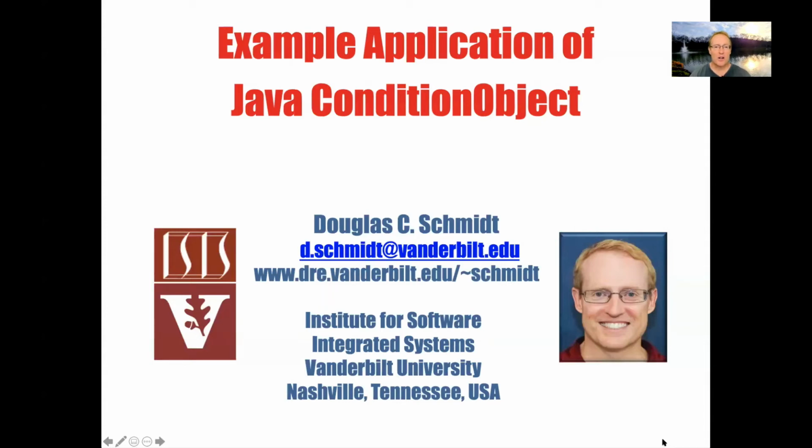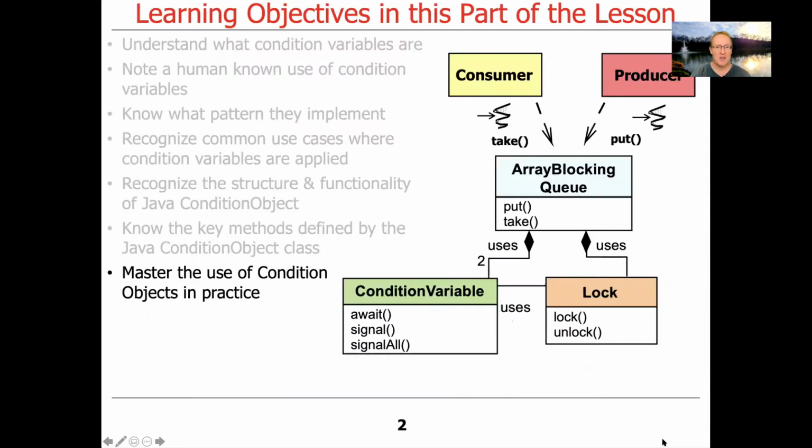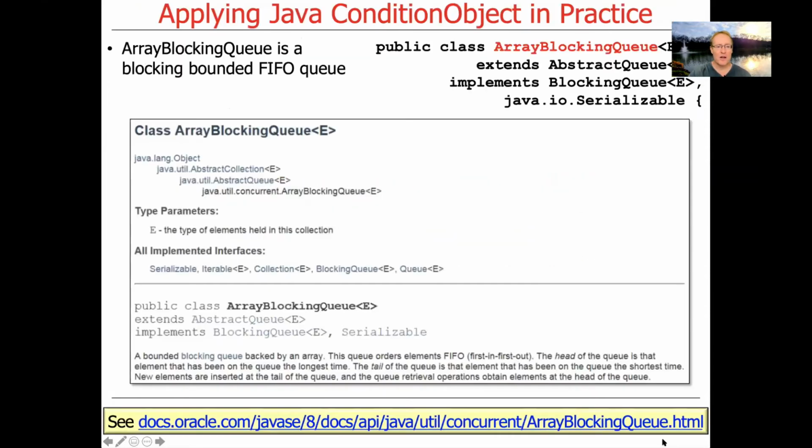So now what we're going to do is show an example application of a pair of Java condition objects. And to be consistent with what we covered before, we're going to look at this in the context of the array blocking queue. Remember, array blocking queue is a blocking bounded FIFO queue, and it's part of the Java class library. It's actually a very helpful class and is very commonly used for various types of message passing operations.